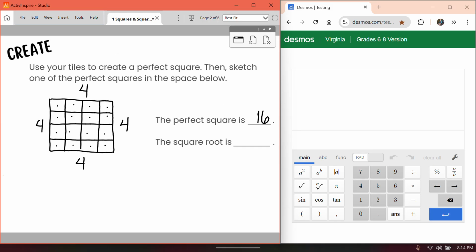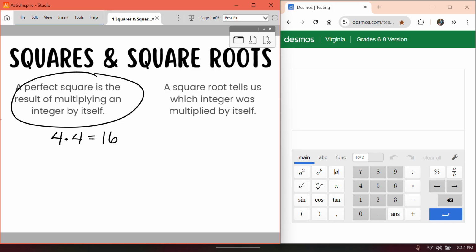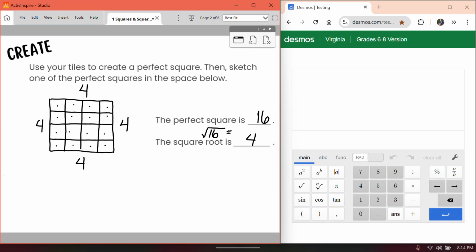Now, the square root of that, we can also tell from the picture. So the square root of 16, in fact, I'm going to write that with a symbol down here. We'll talk about that symbol in a minute, but if you already know it, the square root of 16 is however long each side is. So since each side is 4 blocks long, that's the square root. And if you look at that definition, a square root tells us which integer was multiplied by itself. Well, what do we have to multiply by itself to get 16? 4. Okay, so that takes care of that little reminder of what squares and square roots are.